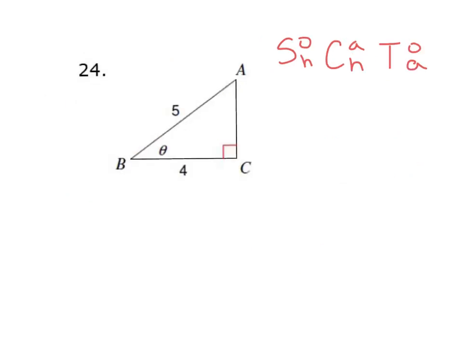Okay, so on 24, once again, this is another trig. We're looking for angle B. So I've identified the angle. Now I'm going to use that to label my triangle. So segment AC is our opposite. 5 is representing the hypotenuse. And 4 is our adjacent.